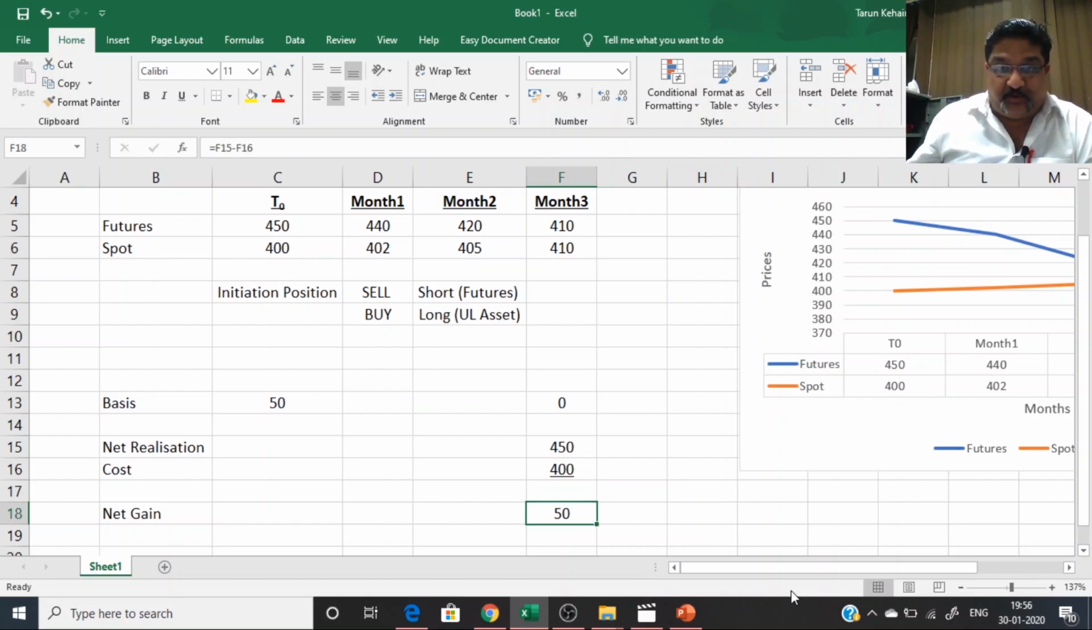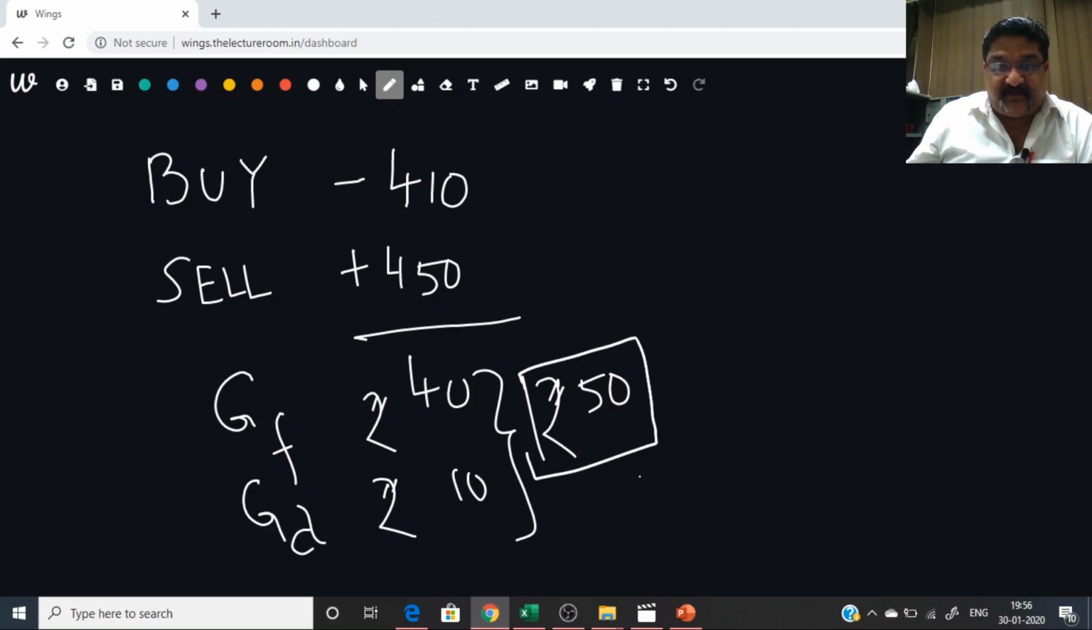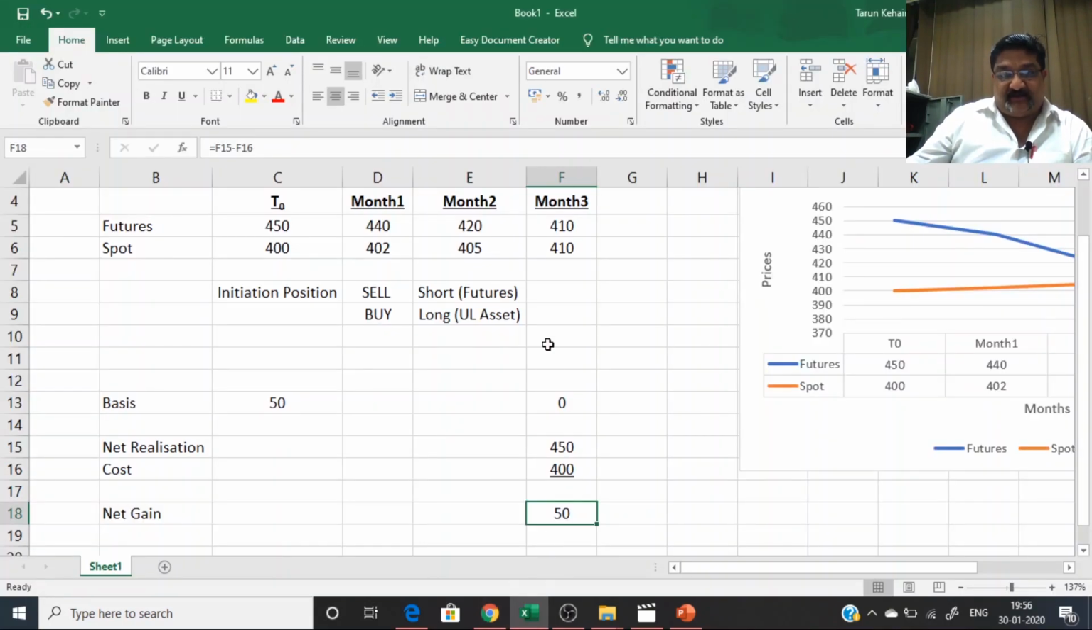Now this is one way of deriving his net gain. This is the other way of deriving the net gain. I'm just telling you two different perspectives so that you get a clear picture in your mind as to how futures contracts trade. Let me go back to the Excel file.